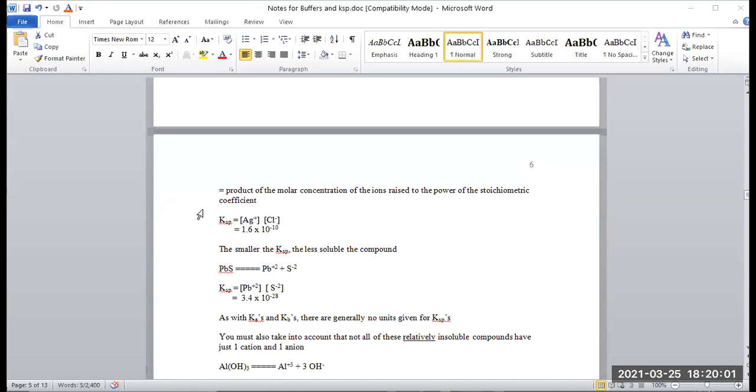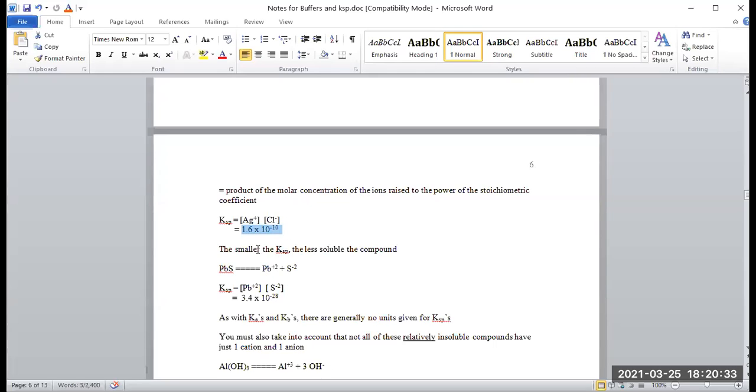They also all are really small. Now, unlike KW, which had a limit, once you got down to 1 times 10 to the negative 14th, that was kind of the bottom basement. That was as far down as you could possibly go. Now, the number that I looked up for my silver chloride, this one's slightly larger than that, 1.6 times 10 to the negative 10th, but they can go a lot lower, okay?